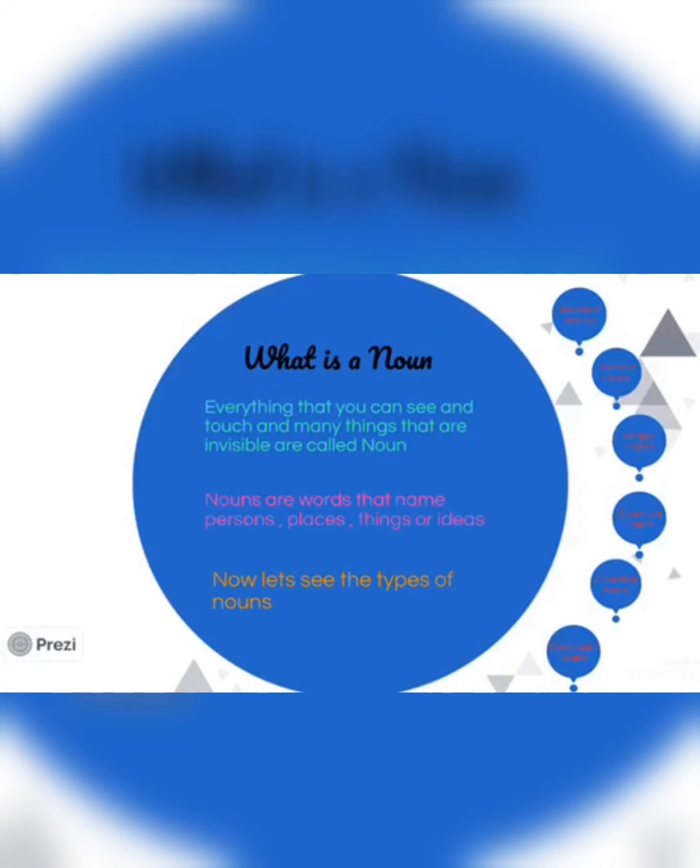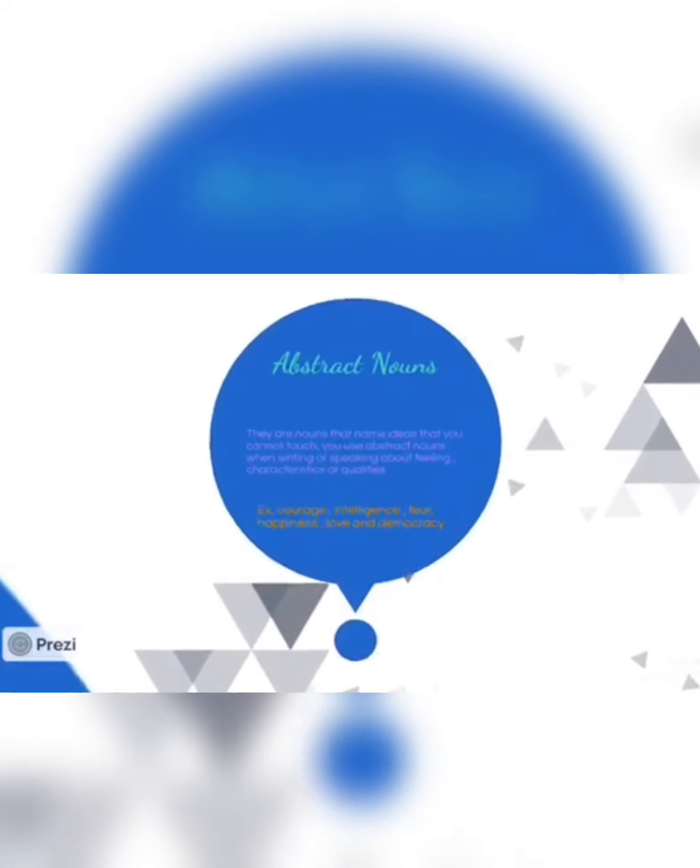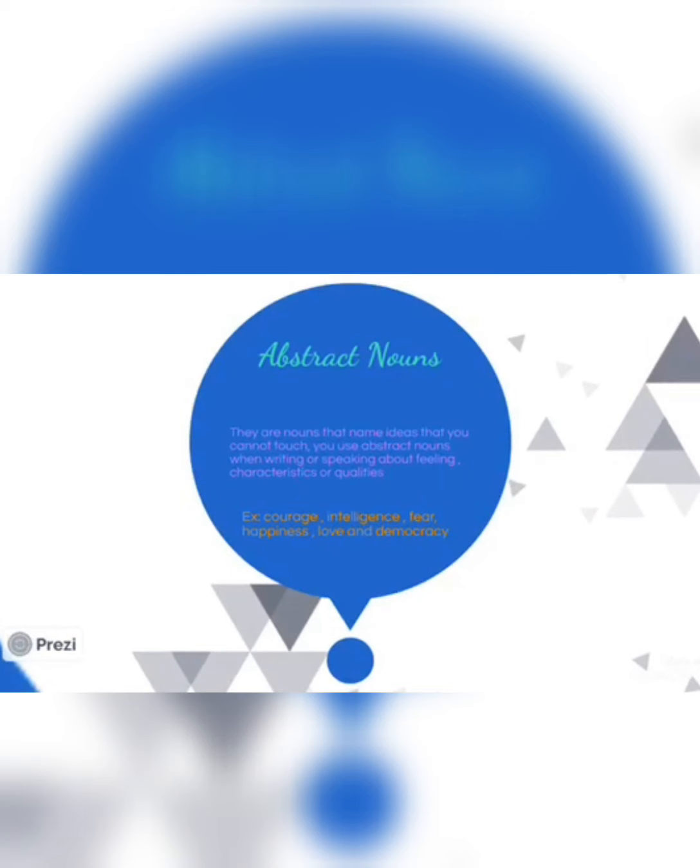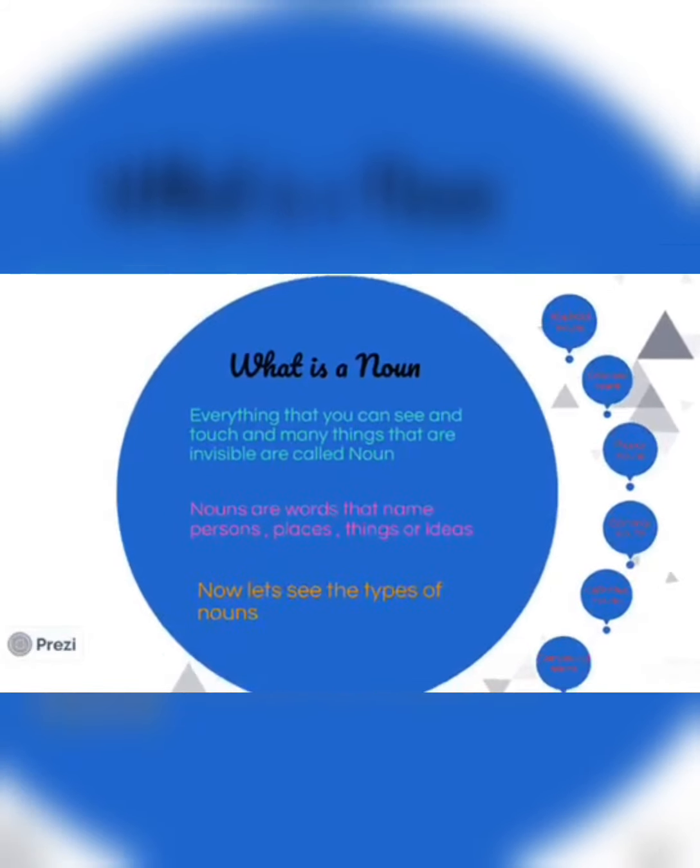Nouns. What is a noun? Everything that you can see and touch, and many things that are invisible are called nouns. Nouns are words that name people, places, things, or ideas. Now let's see the types of nouns. Abstract nouns. They are nouns that name ideas that you cannot touch. You use abstract nouns when writing or speaking about feelings, characteristics, or qualities. For example, courage, intelligence, happiness.